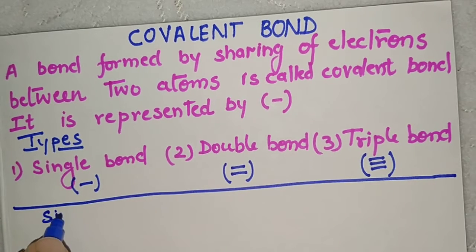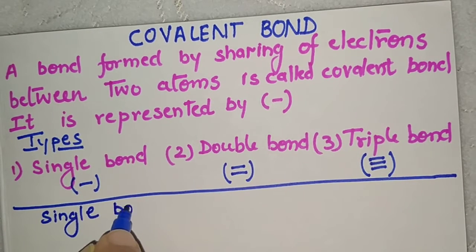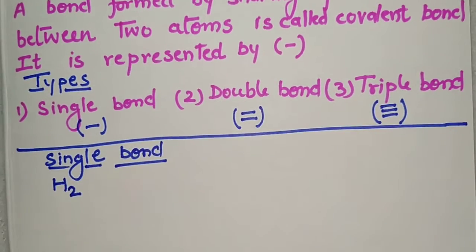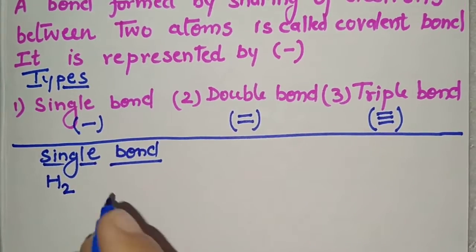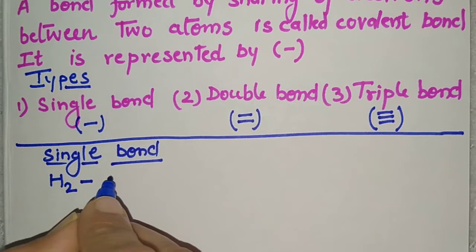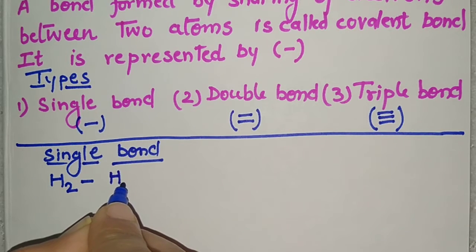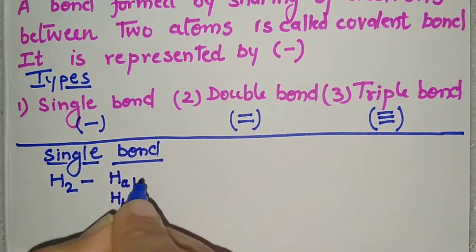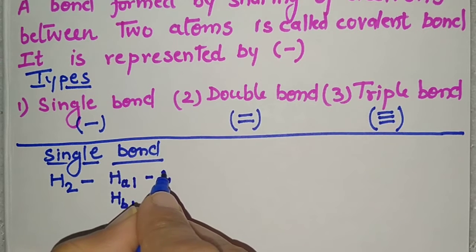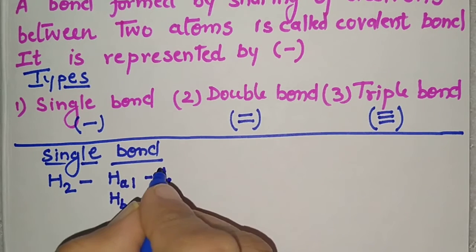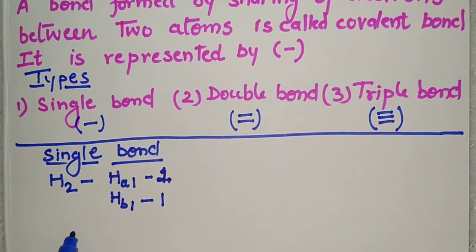Single bond. We are taking here example of hydrogen molecule. Hydrogen molecule consists of two similar hydrogen atoms. Therefore, just to distinguish between them, we are putting A and B. Atomic number is 1, so its electronic configuration will be 1. Similarly, here its configuration will be 1. How to draw a structure of this?